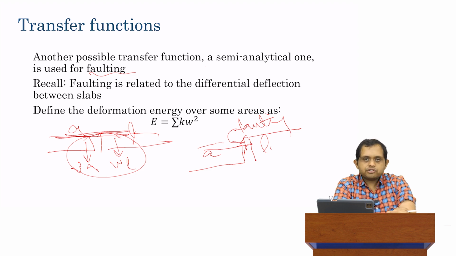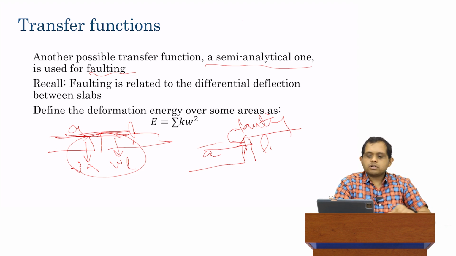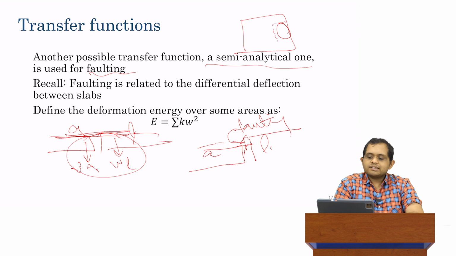The transfer function for faulting, there are many transfer functions for faulting. One of the popular transfer functions of faulting, which is what AASHTO uses, is a semi-analytical one. It's based on the following idea. Let's say that we have a slab, and remember, faulting is going to happen at the edge. So I've applied a load over here.